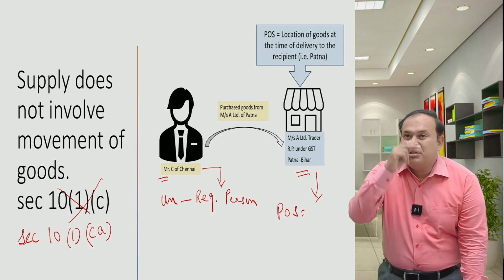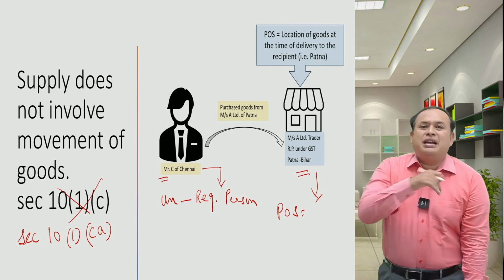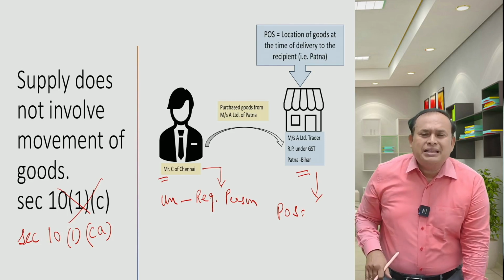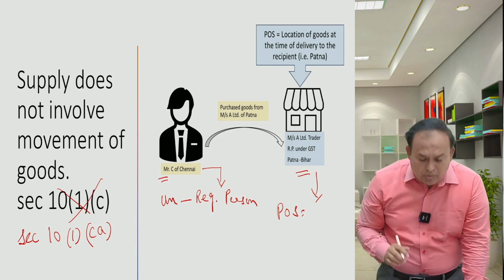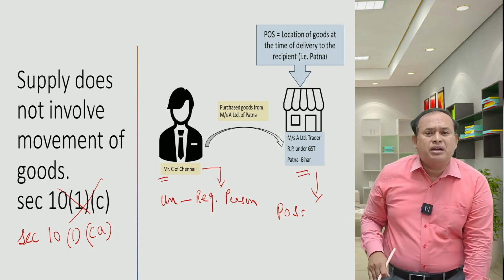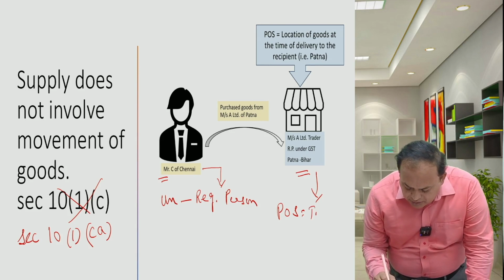So, in the bill, Mr. C, Chennai, is Tamil Nadu. I have not mentioned the state. Hyderabad, if I say, is Telangana. Like that, mention the state name, Tamil Nadu. Mr. C, Tamil Nadu, is then sufficient. That is the address of the recipient, the place of supply. In that case, place of supply is equal to Tamil Nadu.